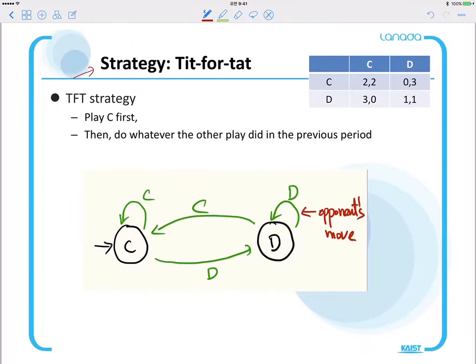But I'm going to look at an interesting strategy that is not very trivial in some sense, which is called Tit for Tat. Okay, so the Tit for Tat strategy is described as follows. First, I'm going to start with C, and then do whatever my opponent did in the previous period, stage, or round.